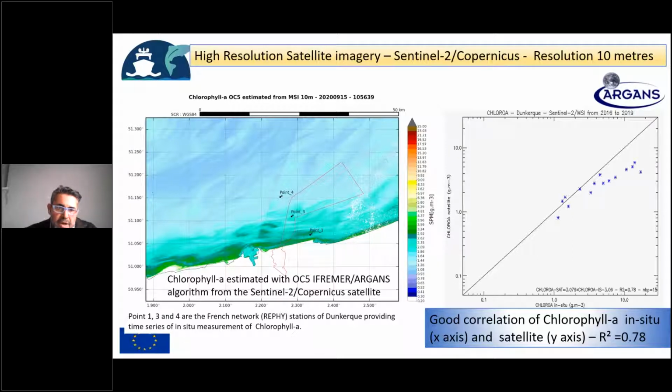And the good thing here is that the satellite can give you the data without deploying any sensor.